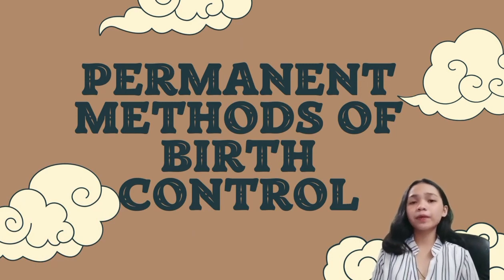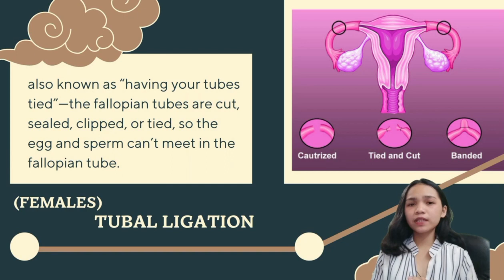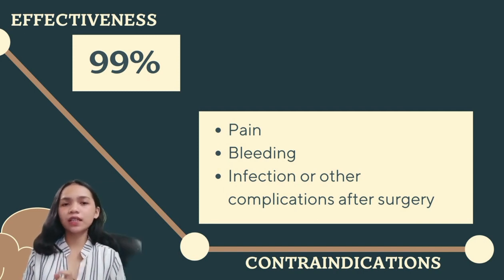So moving on to our permanent methods of birth control, we have what we call sterilization. It is a form of contraception that is meant to be permanent. First, we have the tubal ligation. The fallopian tubes are blocked. This stops you from getting pregnant, and it is supposed to be permanent, but sometimes it is possible to reverse the sterilization, but reversal involves other surgery that might not work. It is 99% effective, with contraindications such as pain, bleeding, infection, or other complications after surgery.